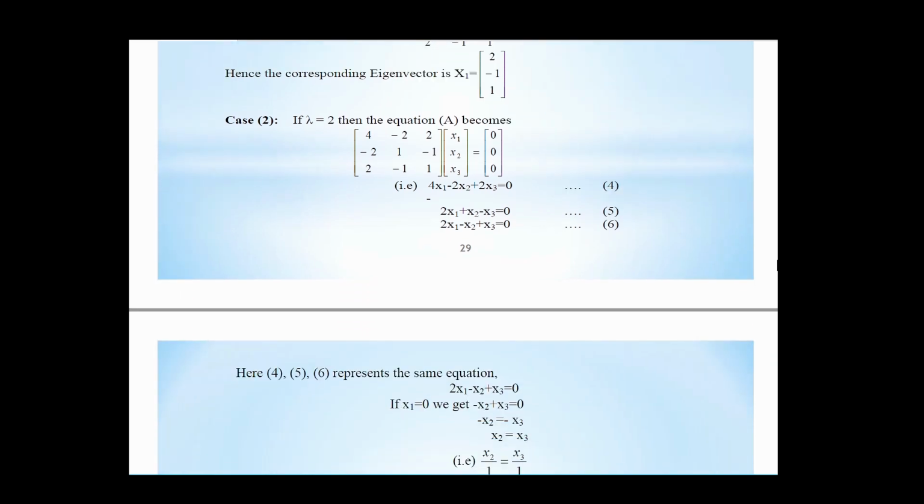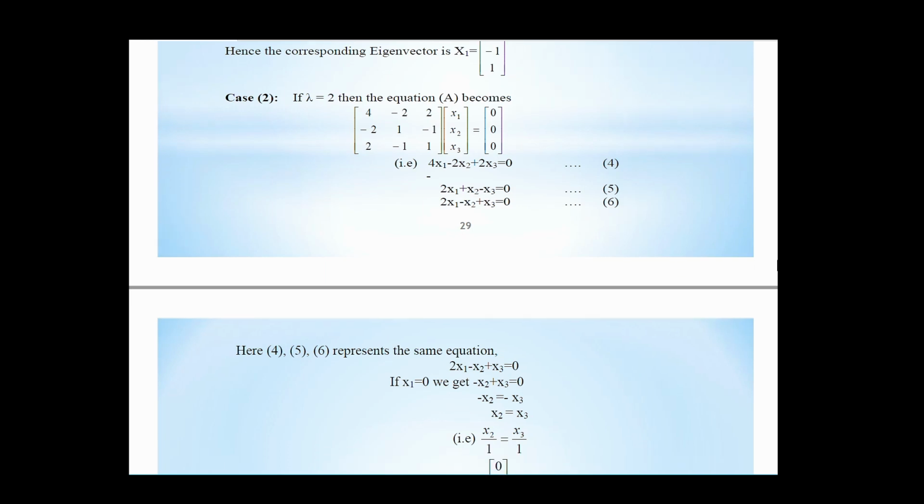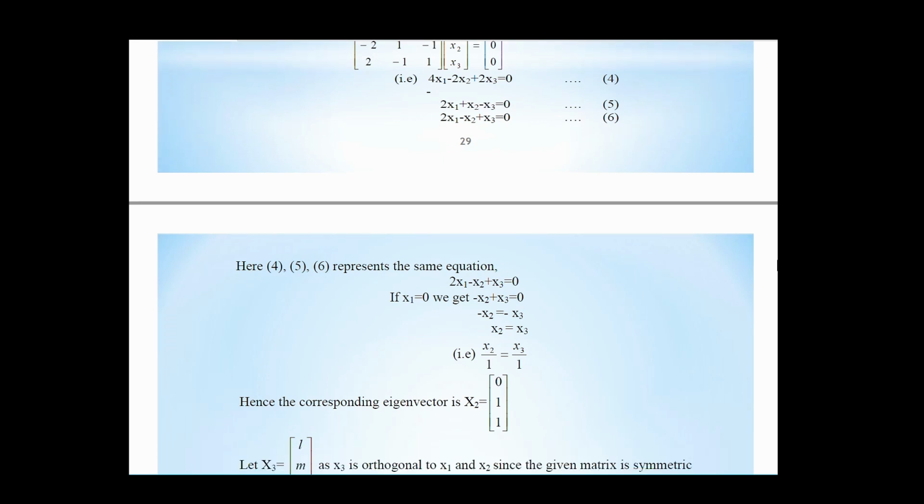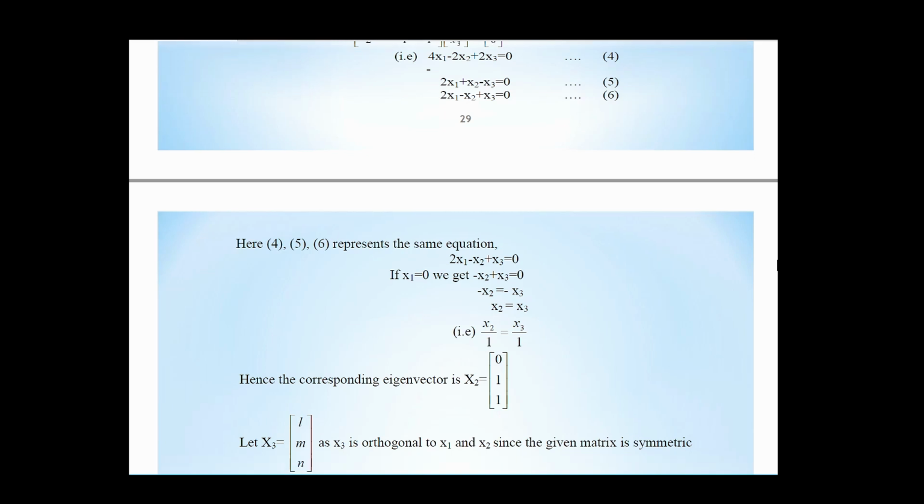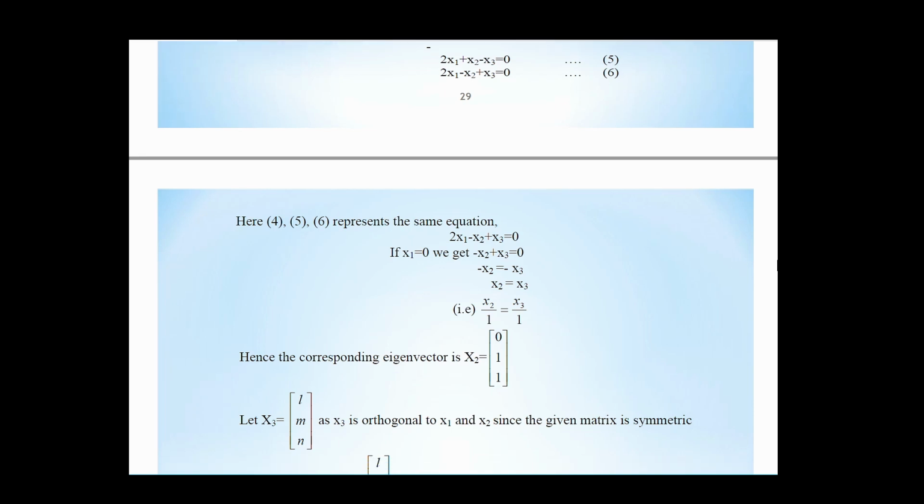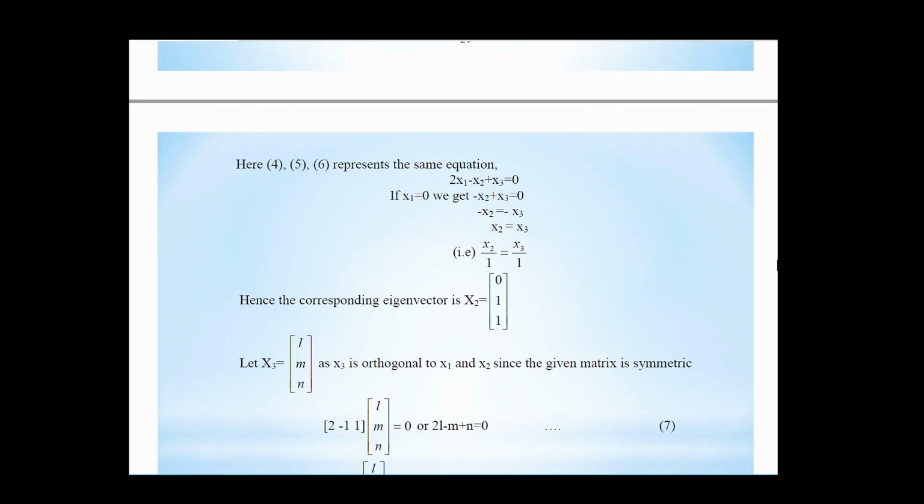Next we substitute lambda equal to 2 in the second case. For that we get a system of equations: 4x1 minus 2x2 plus 2x3 equal to 0, 2x1 plus x2 minus x3 equal to 0, 2x1 minus x2 plus x3 equal to 0. So equations 4, 5 and 6 are the same equation. So we take one equation: 2x1 minus x2 plus x3 equal to 0. Here we put x1 equal to 0. We get x2 equal to x3. Therefore the corresponding eigenvector x2 becomes 0, 1, 1.